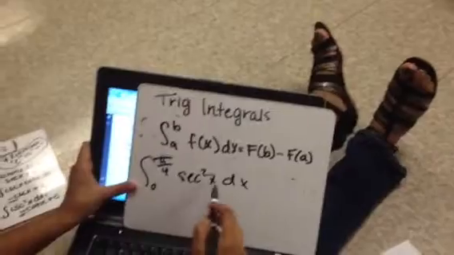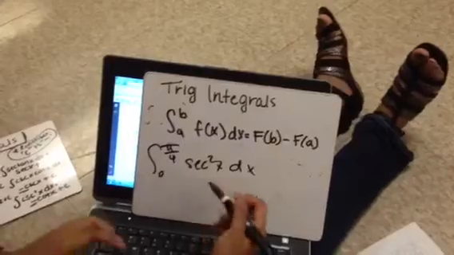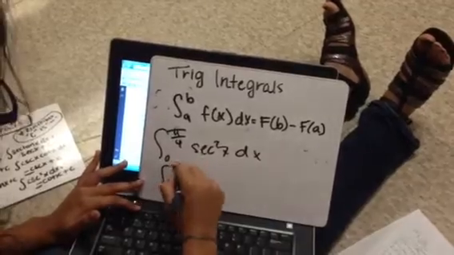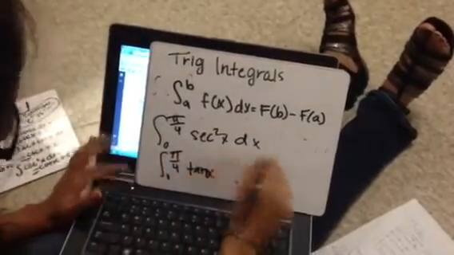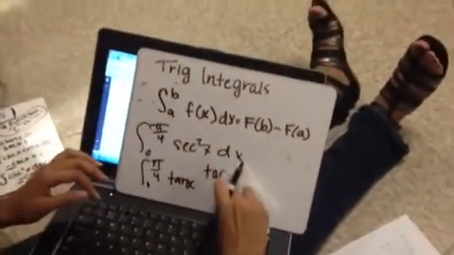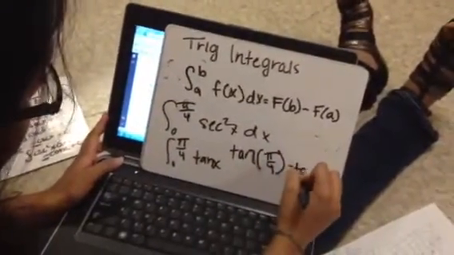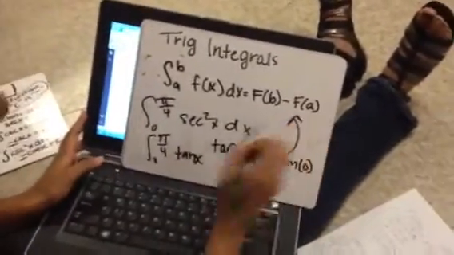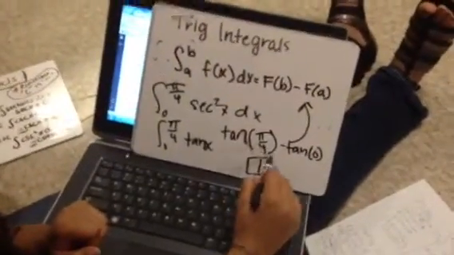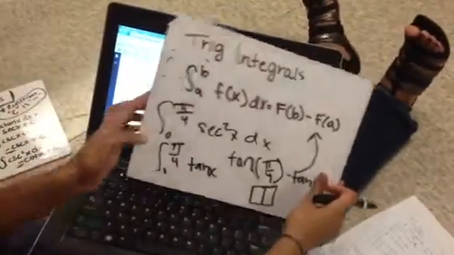So you know the antiderivative of secant squared x is going to be tangent x. Now because you have values to solve for, you're not going to have a plus c. So this is going to become tangent x from 0 to pi over 4. Now you're going to plug it in. It's going to be tangent of pi over 4 minus tangent of 0. If you look at your unit circle, this is going to equal 1. So that's how you do the fundamental theorem of calculus when you have trig integrals.